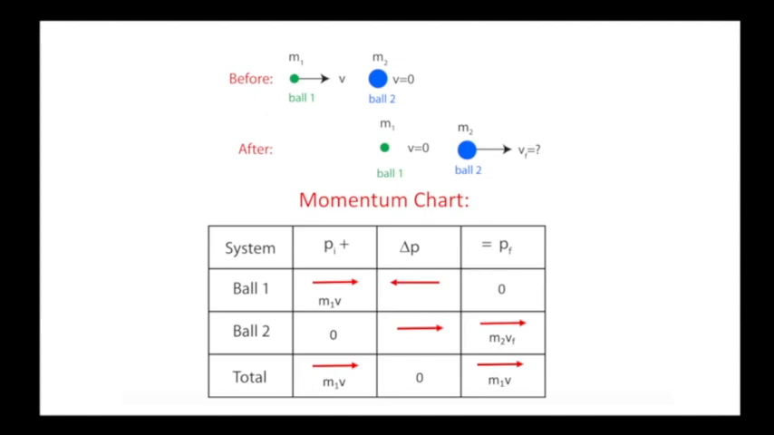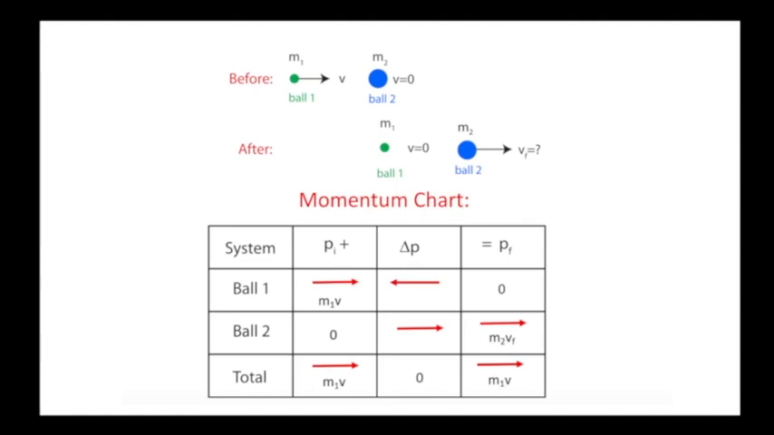So we have a row for ball 1, a row for ball 2, and a total, and then each column is a point in time. We have our initial, our delta, and then our final. You can think of the delta as kind of your "during," but this is the change that occurs between initial and final. And then the definition of all these things is why this reads as equations.